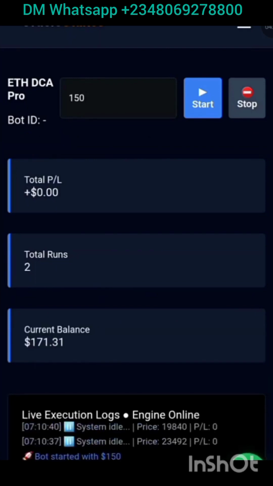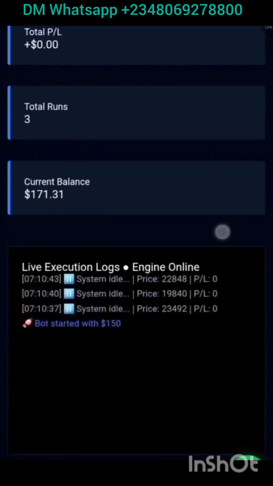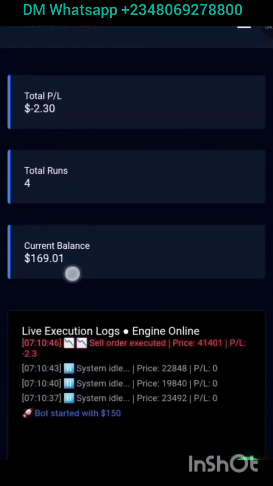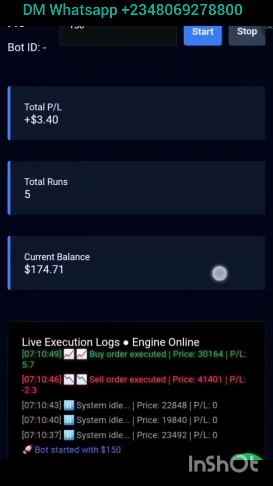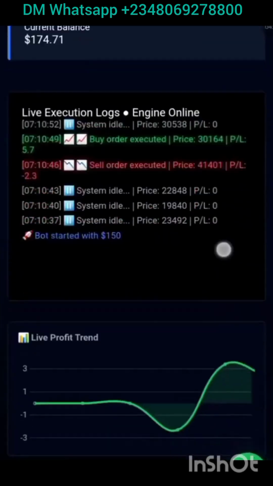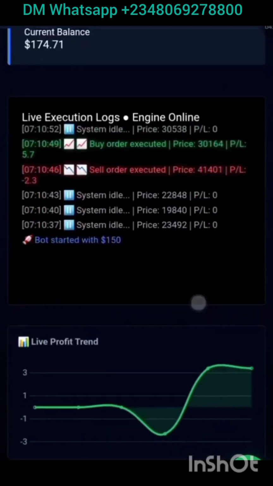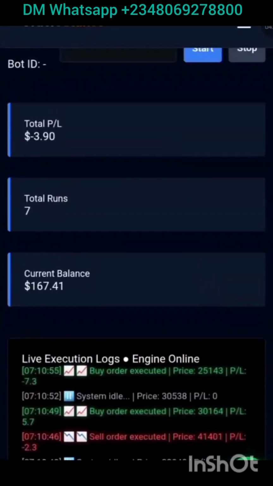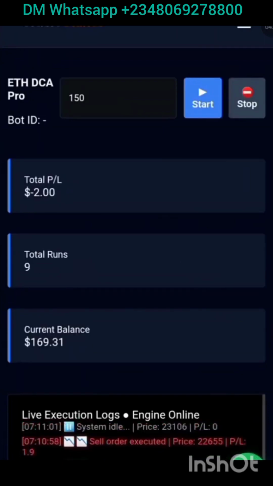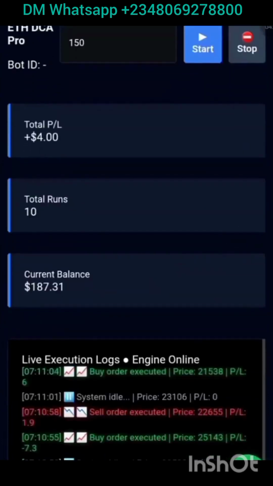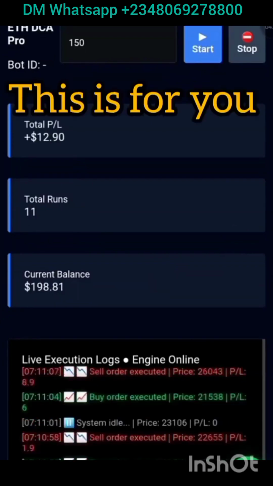So right now you can see that the bot has started. It's showing us that the bot started with 150 USDT. For those of you that have been losing money in spot trade, futures, forex, and stock, you can start this with as low as 20 USD and maximize and leverage on it.